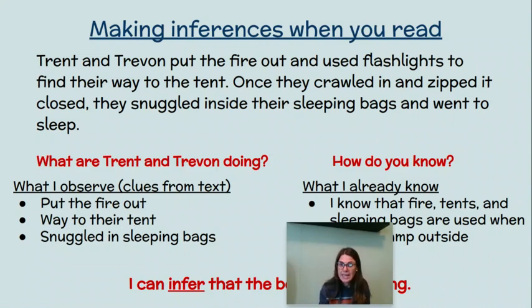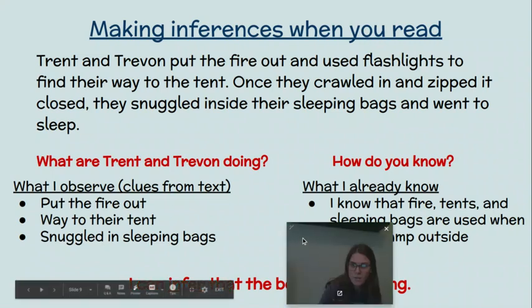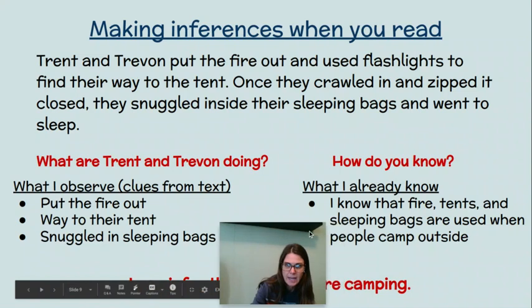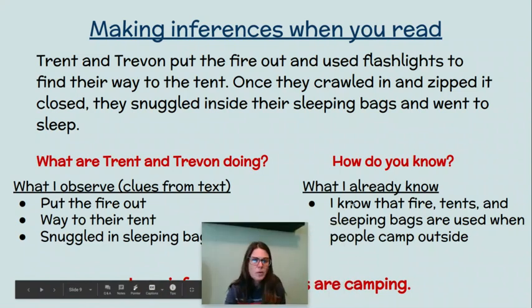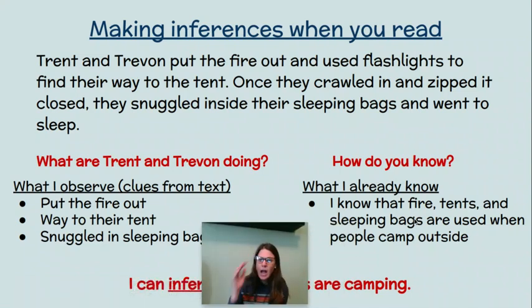So those are things that we can observe from the text. Now let's look over here. I'm going to move my camera. And what we already know, okay? I know that fire, tents, and sleeping bags are used when people camp outside. So if I take my clues from the text plus what I already know, I can combine them and I can infer that Trent and Trevin are doing what?